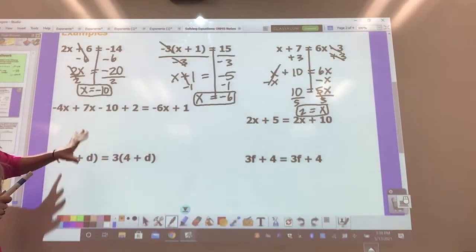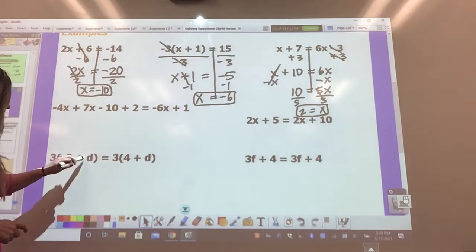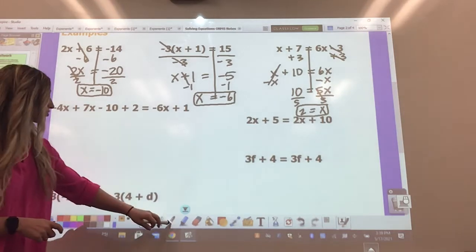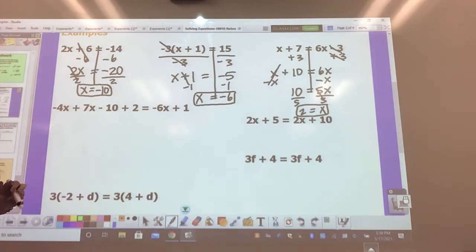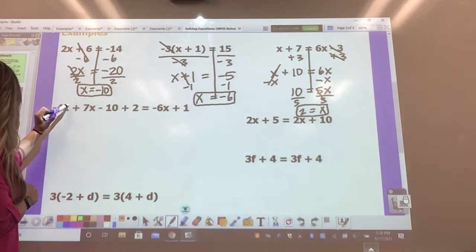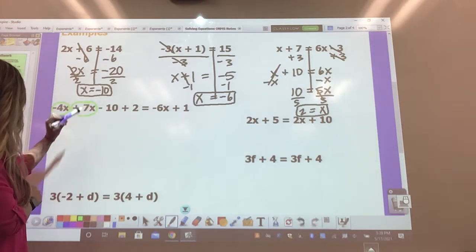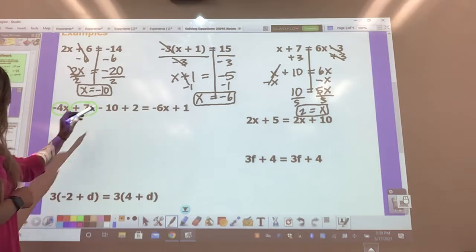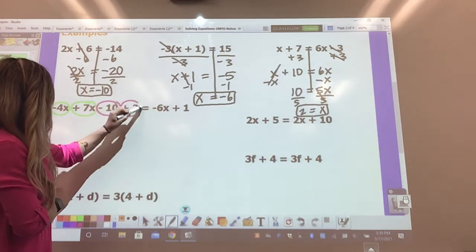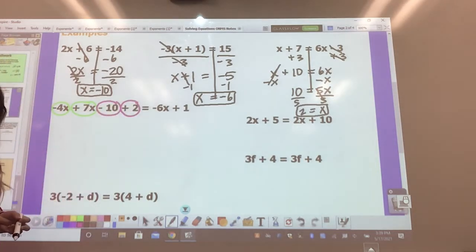All right, here we have another pretty complex equation, and this is one where I want to do some simplifying first. So here, if you look on this side, I have a negative 4x and a 7x that I can combine. I also have a negative 10 and a positive 2.